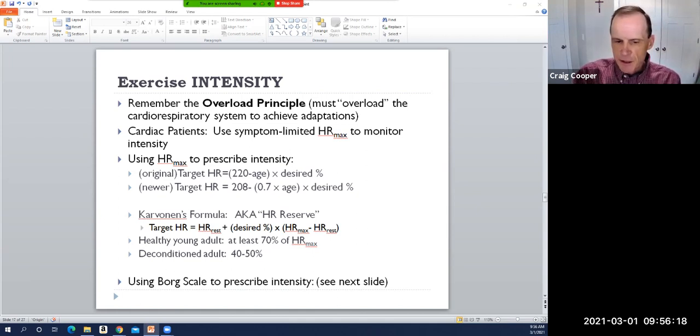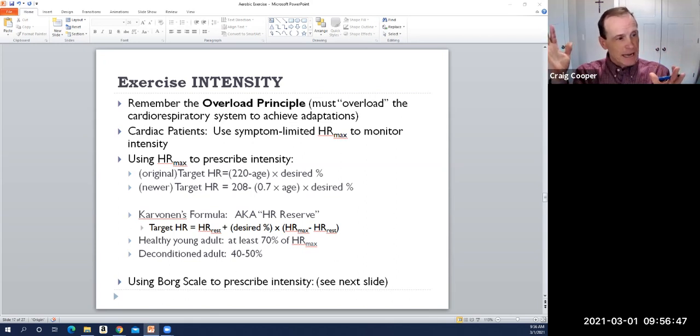The other complicating factor with all of these is that max heart rate is always predicted unless we actually test it. And that prediction formula, for one standard deviation, is plus or minus 15 beats a minute. One standard deviation means that two-thirds of the population should fall within that range. So if I have a 20-year-old and I say their max should be 200, well, their max could be 215, their max could be 185. Two-thirds of 20-year-olds should have a max somewhere between 185 and 215.